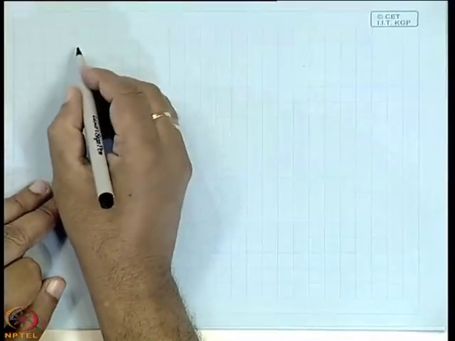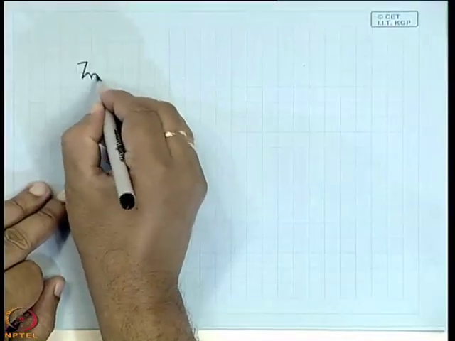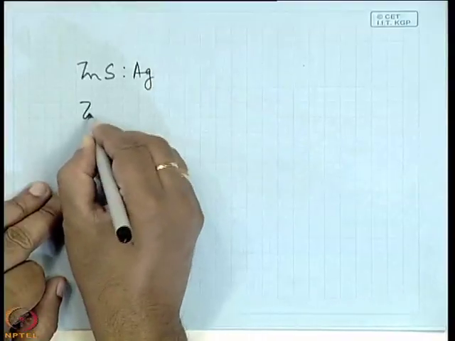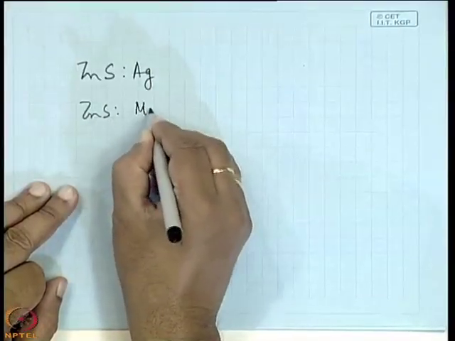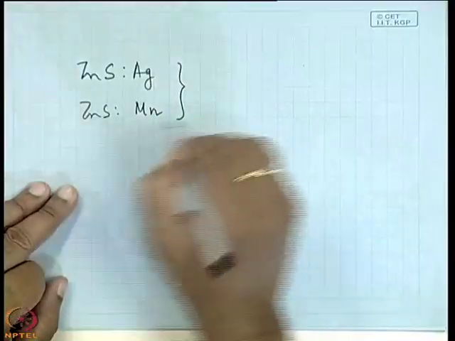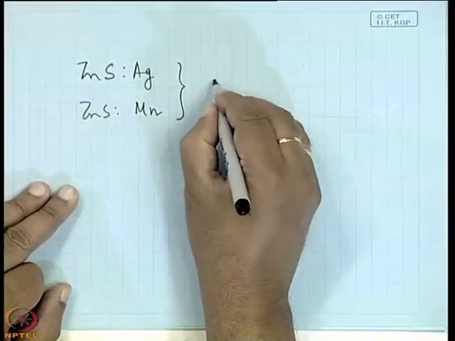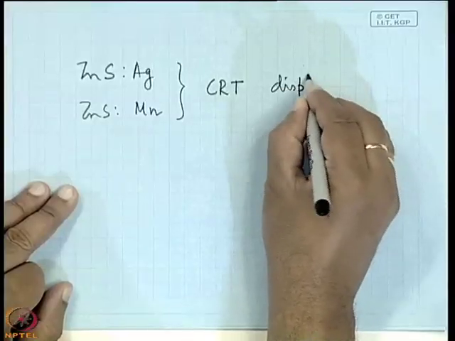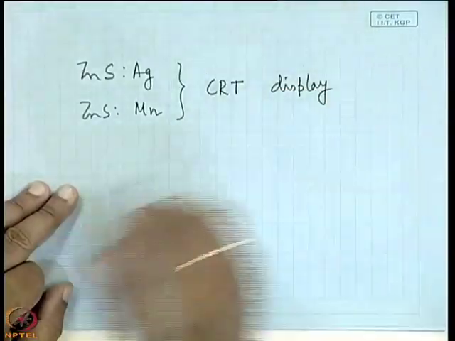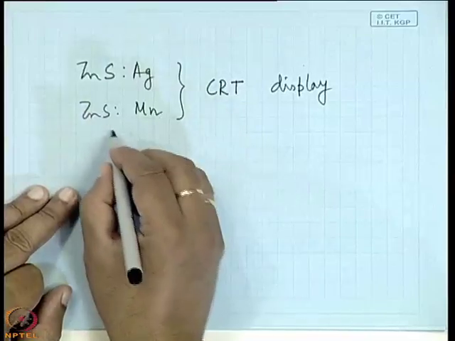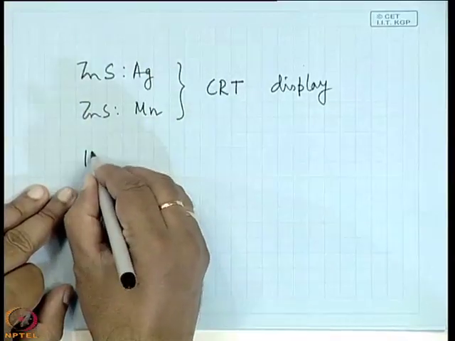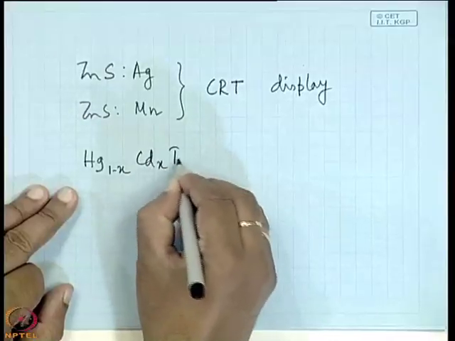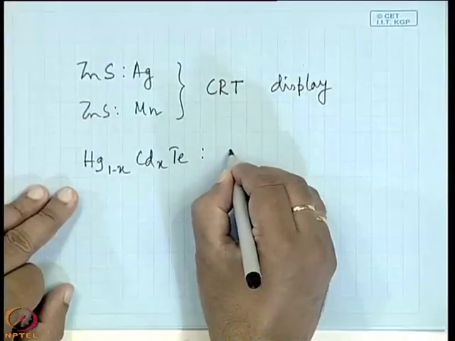One is zinc sulphide. When you dope zinc sulphide with silver, or with Mn, this is for CRT, cathode ray tube, that means display application. And mercury cadmium telluride, this is an IR detector.